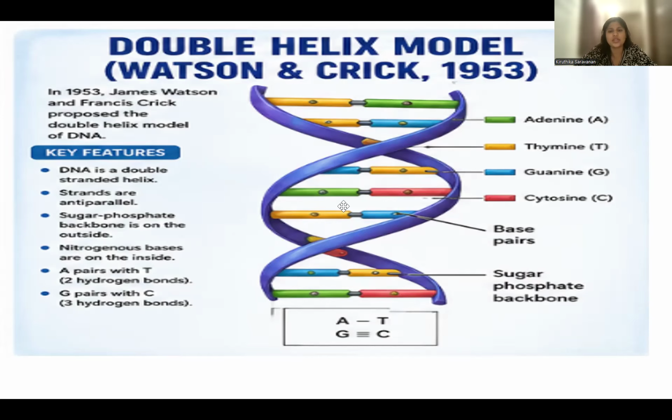So this is the structure of DNA which was given by Watson and Crick in the year 1953. You can see the double helical form of DNA. There are four nitrogenous bases: adenine, thymine, guanine, and cytosine. Adenine and thymine are your purines. Guanine and cytosine are your pyrimidines. There are two hydrogen bonds between adenine and thymine, and between guanine and cytosine there are three hydrogen bonds present. And we know that the complete backbone of your DNA is made up of sugar and phosphate only, as you can see here.